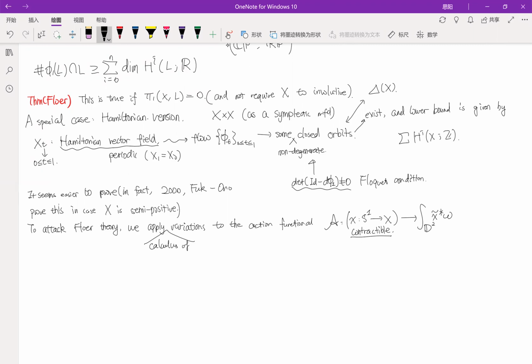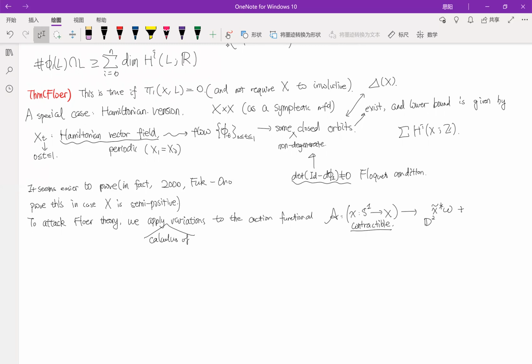Because it is contractible, we can always contract it into a point. So we have a corresponding disk instead of the circle. So we can give an integration over this disk, and this is the plus sign, because we consider minus the integration of Ht of x dt on S1. So this is the action functional.